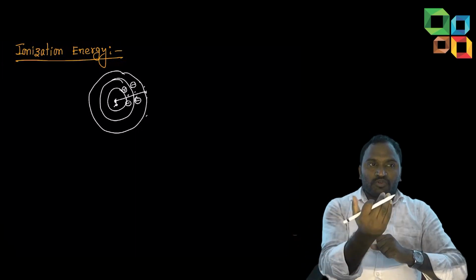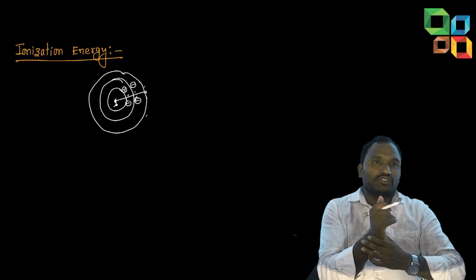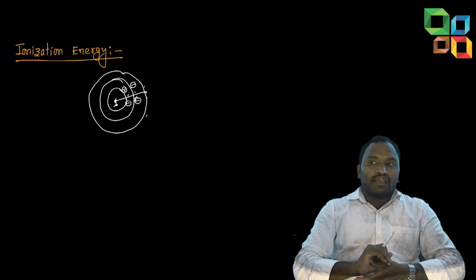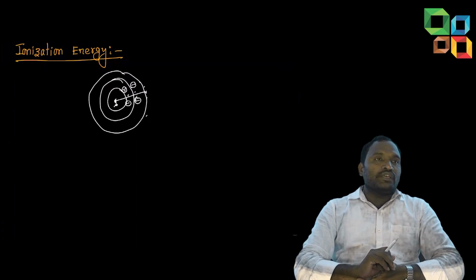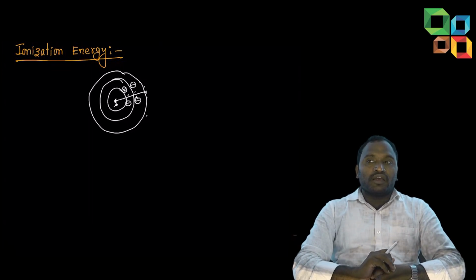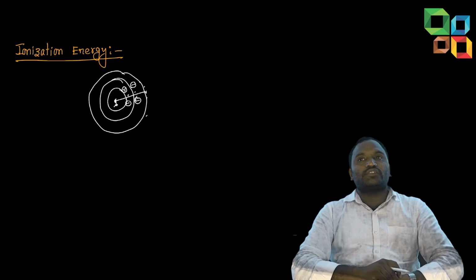To remove an electron, we need to apply some energy. That energy is called ionization energy. For what purpose are we giving energy? To overcome the attractive force between the nucleus and the electron. To produce an ion, whatever energy we use, that is ionization energy.